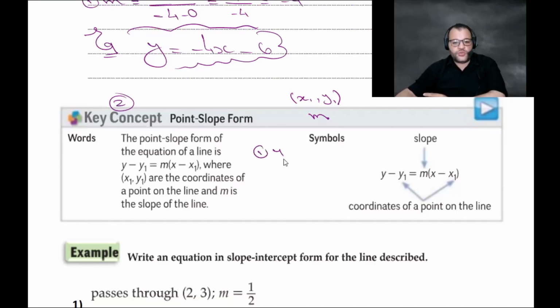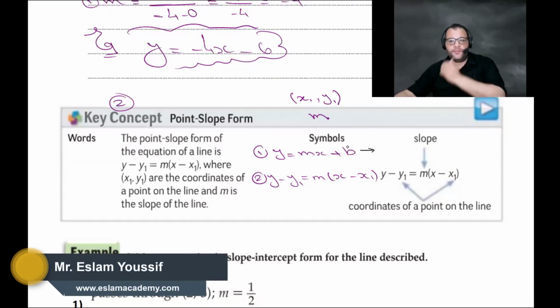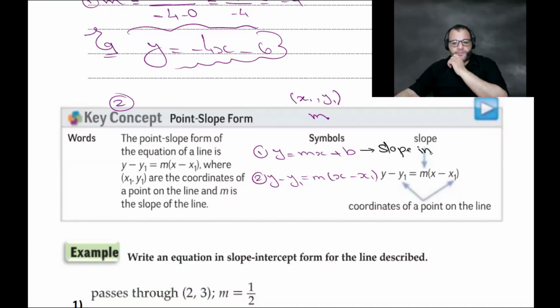The first one, which is y equals mx plus b. And the second one, which is y minus y1 equals m multiplied by x minus x1. What is the meaning of the first one? Both of them are linear equations, but which form? Slope-intercept. And the second one is point slope form.